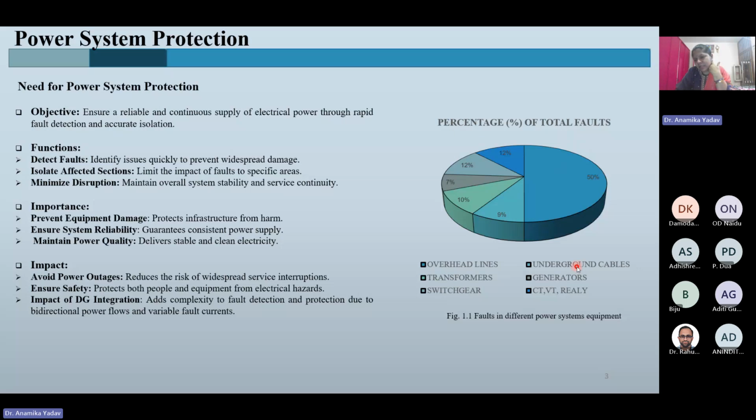And then there is 12% in case of CT, CVT, relay, 10% is your transformers, and underground cables 12%, and then switchgear and CVT. So different components cause the overall faults that usually occur. You can see that transmission lines, or overhead lines, which include both transmission as well as distribution lines, are the major ones wherein the fault occurs.